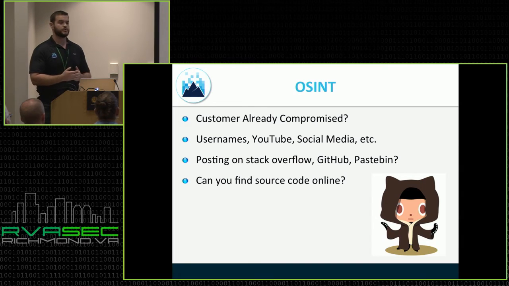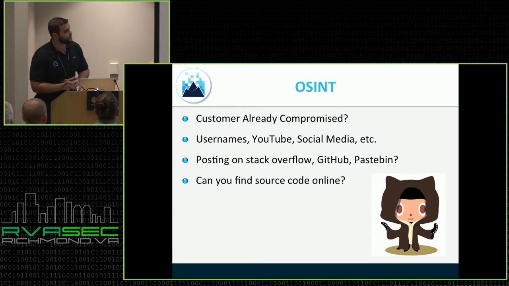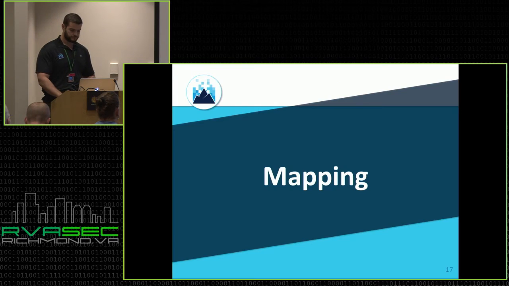Those kind of things could be interesting. It might just be a good FYI to the customer saying, hey, change your policy or make sure you talk to this guy. And then looking for source code. So, GitHub, Pastebin, can you find source code? That's going to be helpful for you later. They might be using some application that you can pull source down and do some analysis there.